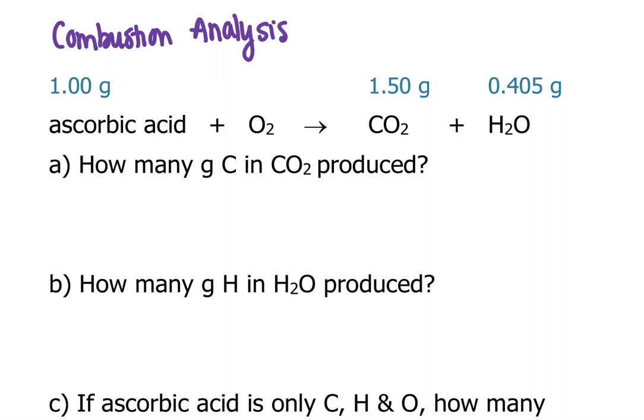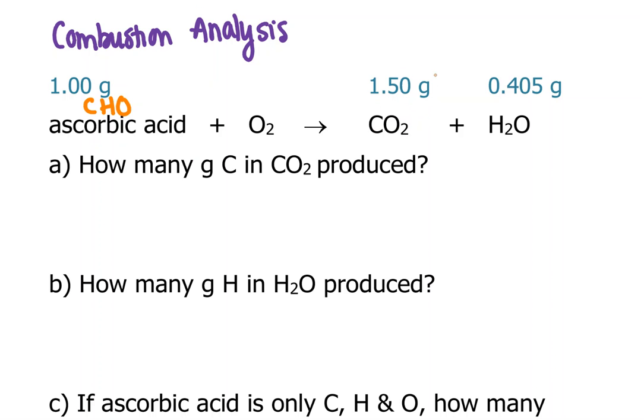We're going to do combustion analysis to determine the percent composition of ascorbic acid. And that means we're going to burn ascorbic acid, which only has these elements, carbon, hydrogen, and oxygen. Burn it completely, and the two products are CO2 and water. And the trick is that we know that all of the carbon in the ascorbic acid ends up here. All of those carbon atoms end up in the CO2.